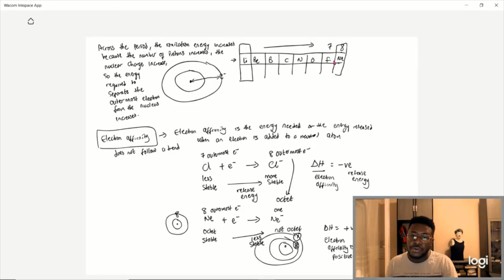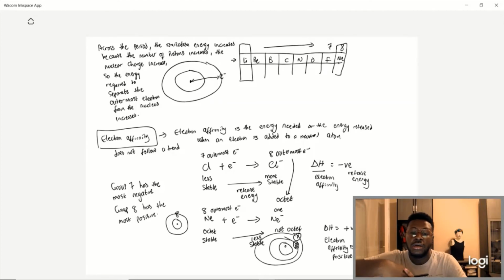So group 7 has the most negative electron affinity, and group 8 has the most positive electron affinity. So that's the basic thing you need to know about electron affinity. Okay, so I think this is the basic stuff you need to know about this topic.